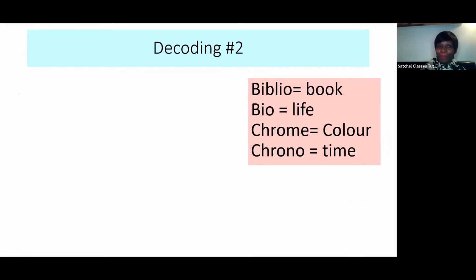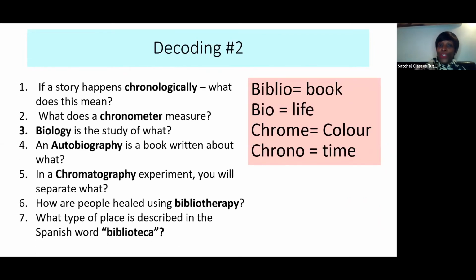Next round. So for stories told chronologically, what does that mean? What does a chronometer measure? Biology is the study of what? Autobiography is written about what? A chromatography experiment will separate what? How will people be healed using bibliotherapy? And what type of place is described in the Spanish word biblioteca? So pause the webinar, see if you can decode those words in context.